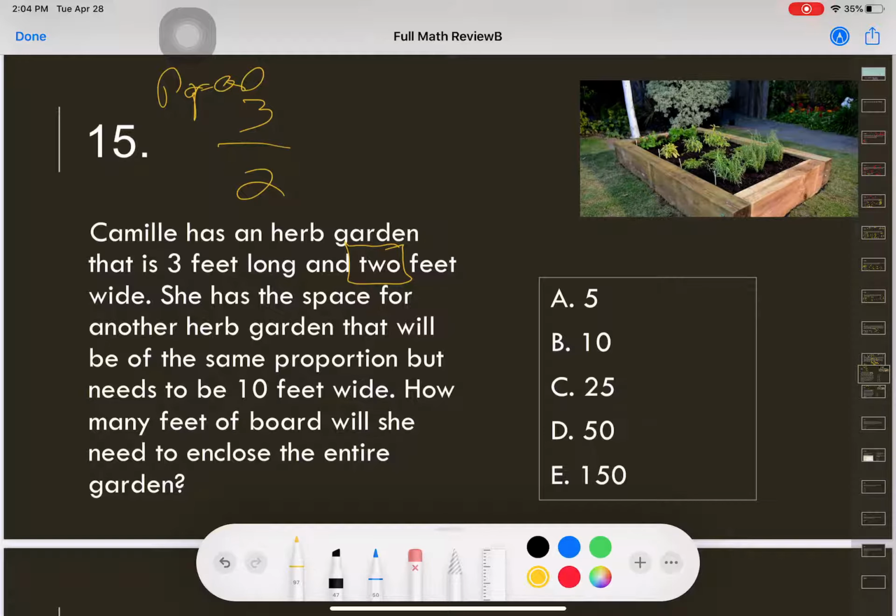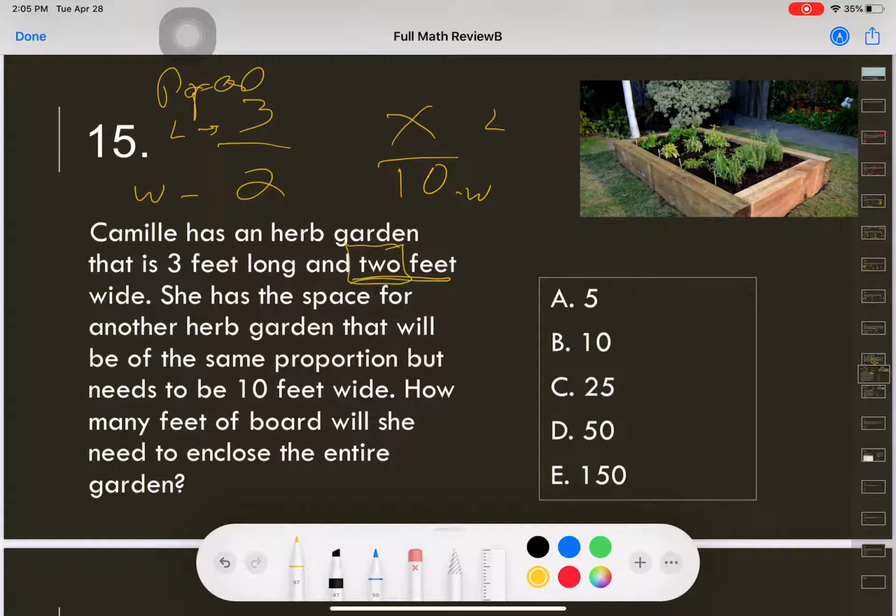So she has space for another herb garden that will be the same proportion, but needs to be 10 feet wide. So right now it's 2 feet wide. It needs to be 10 feet wide. So we need to find the lengths. So my lengths are on the same line. My widths are on the same line. How many feet of board will she need to enclose the entire garden?